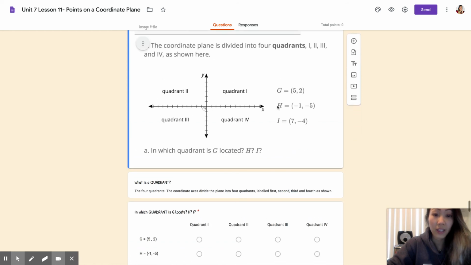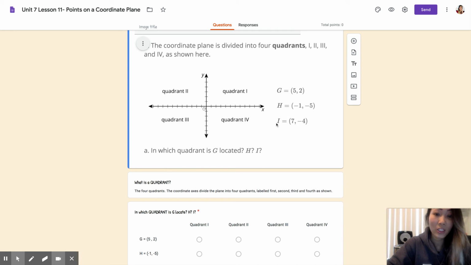All right, so next, H is -1 for the x-coordinate and -5 for the y-coordinate. So when the x is negative, we're going to go onto this side. So I'm going to go -1, and I know -5 is going up or down. If positive is up, negative is down. So I'm going to do 1, 2, 3, 4, 5. So my point is going to be here. So what quadrant is this in? 3. So H is going to be in quadrant 3.